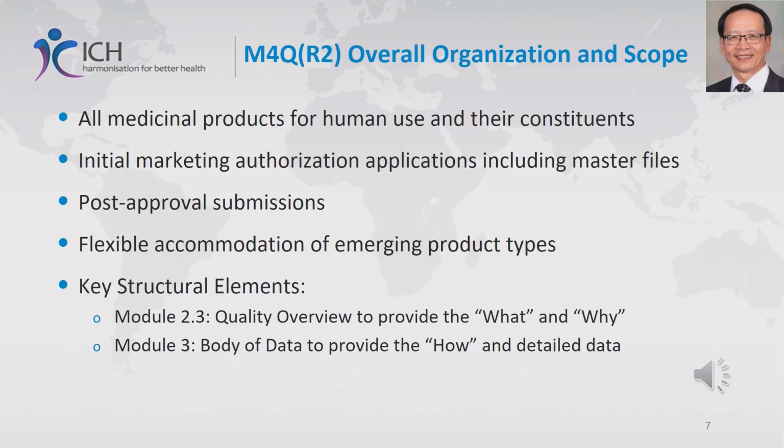So key structure elements remain in Module 2.3 as a quality summary, providing the what and why. So Module 2 is about what and why, while Module 3 serves as the body of data, providing the how and the detailed data. This clear division of purpose helps both applicants in preparing submissions and regulators in conducting assessment.